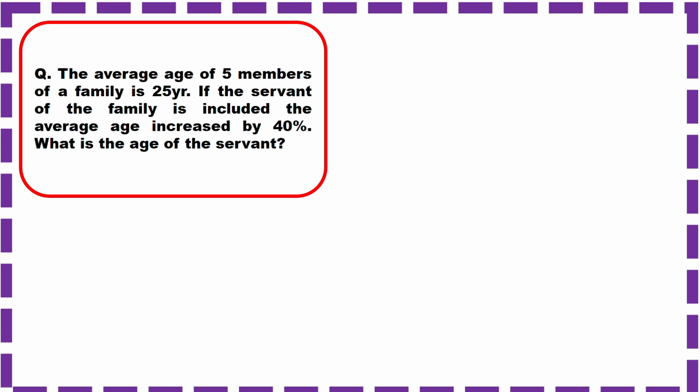The average age of 5 members of a family is 25 years. If the servant of the family is included, the average age increased by 40%. Then what is the age of the servant? So the average age of 5 members is 25. So the total age is the average into the number of people, 25 into 5, that is 125. This is the total age.